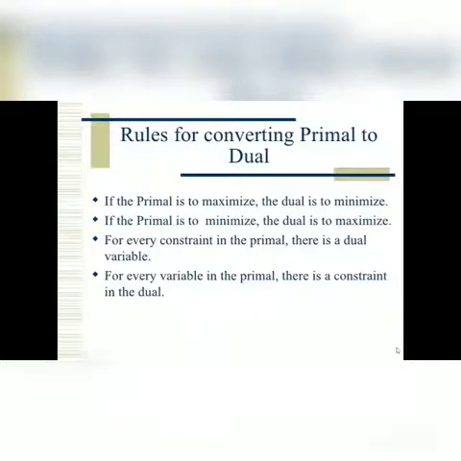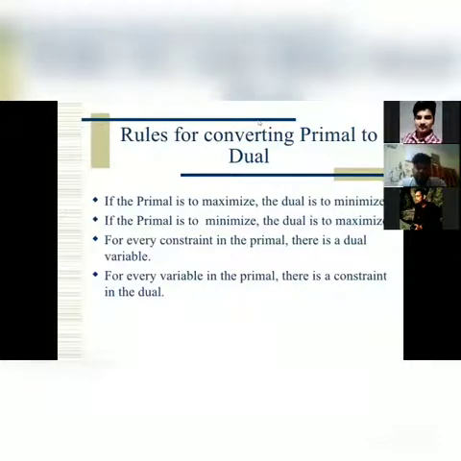Rules for converting primal to dual. First, if the primal is to maximize, the dual is to minimize. Second, if the primal is to minimize, the dual is to maximize. Third, for every constraint in the primal, there is a dual variable. Last, for every variable in the primal, there is a constraint in the dual.